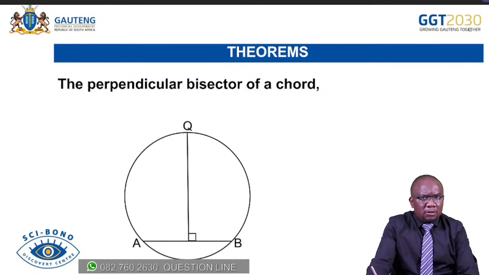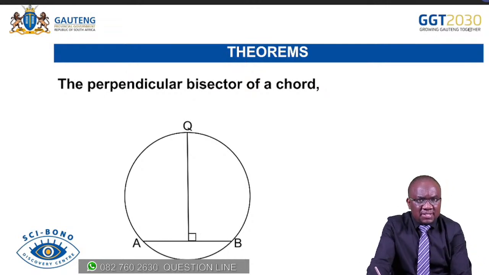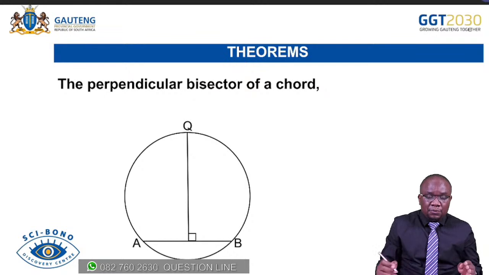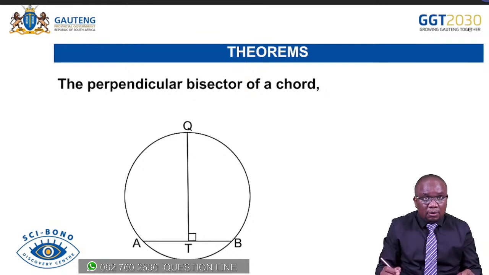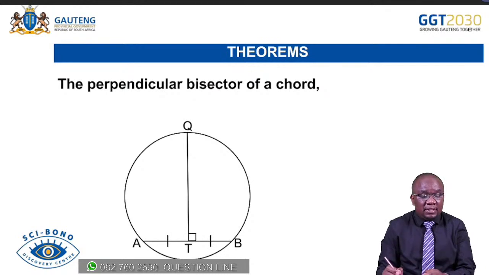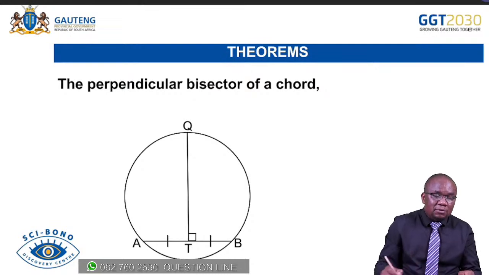The perpendicular bisector of a chord, what does it do? Anyone who remembers that? When I say perpendicular bisector of a chord, it means it cuts through the midpoint of the chord. In this case AT is equal to TB. So this is a perpendicular bisector of a chord and is perpendicular to the chord.